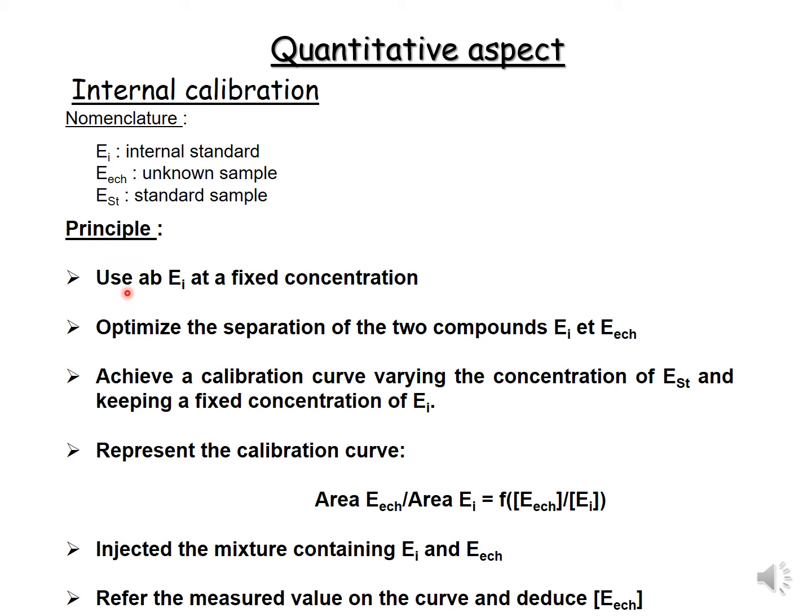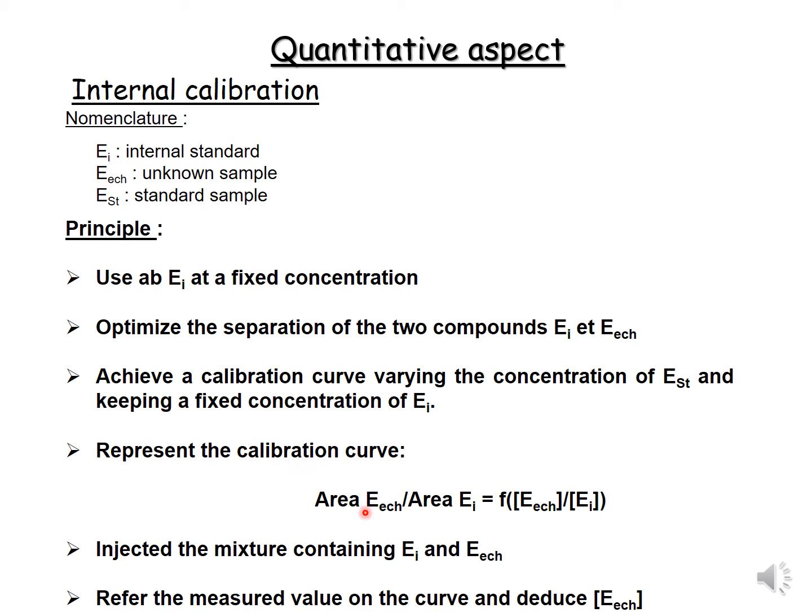So the principle is to use an internal standard at a fixed concentration in all the solutions. We optimize the separation of the two compounds, internal standard and the unknown sample. We achieve the calibration curve varying the concentration of the standard and keeping a fixed concentration of internal standard.